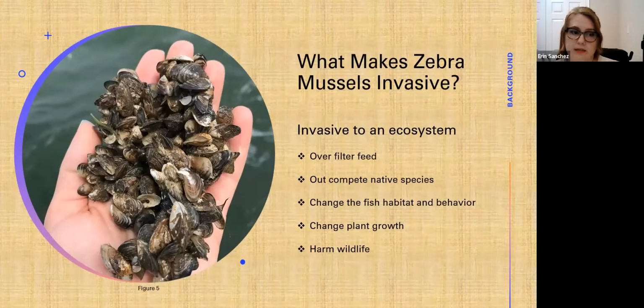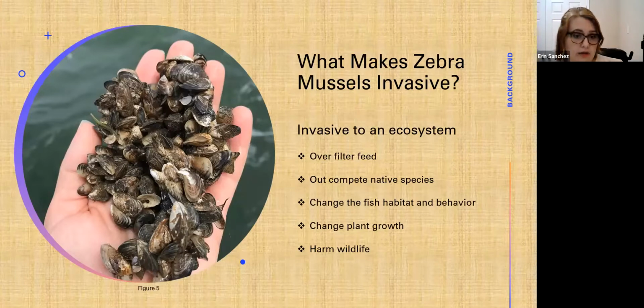But what makes a zebra mussel invasive? An invasive species is non-native to its ecosystem and its introduction to the native population causes environmental or economic harm or harm to human health. When zebra mussels invade an ecosystem, they filter an immense amount of water. This sounds like a good thing, but by over-filter feeding, zebra mussels create an environment with increased water clarity and scarce plankton, which can lead to a change in the ecosystem's food web.